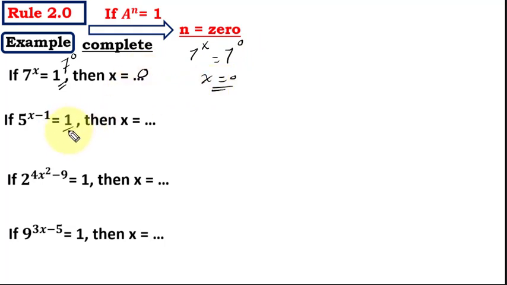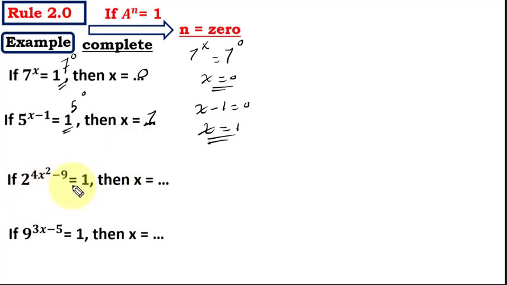The second one, we can replace 1 and write 5 raised to the power 0. We have the same base, then x minus 1 equals 0. Just move negative 1 to the other side to be added, then we will get that x equals 1. The second one.